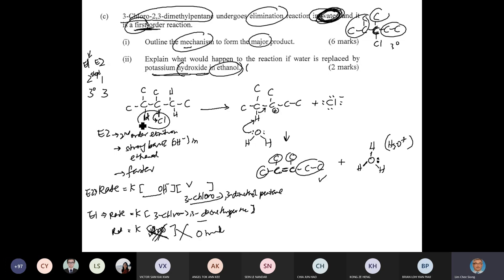Okay, so the reason is over here, because it's undergoing E2, it has a second order, followed by using a strong base in ethanol. Okay, print screen, thank you.